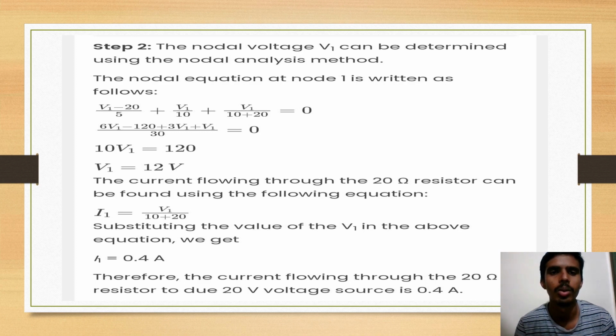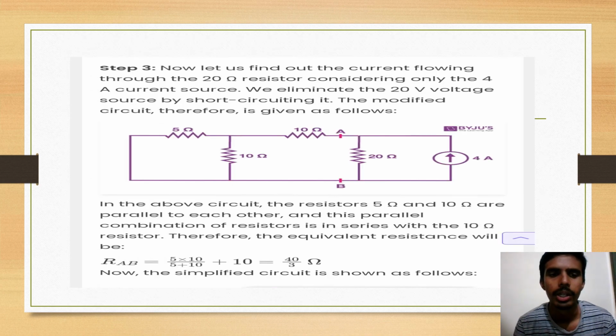So we'll be using the nodal analysis method. By the nodal equation we can find that (V1 minus 20) by 5, plus V1 by 10, plus V1 by (10 plus 20), is equal to 0. Further solving, we'll get the value of V1, which is equal to 12 volt, and I1 is equal to V1 divided by (10 plus 20). 12 volt divided by 30 gives us I1 equal to 0.4 amps.